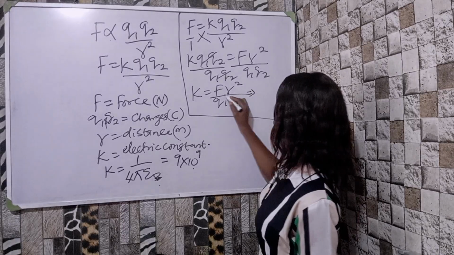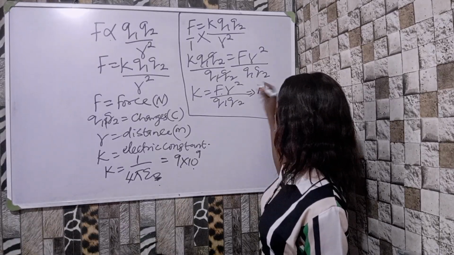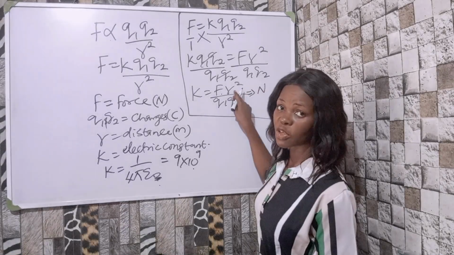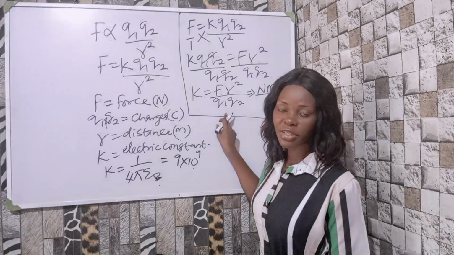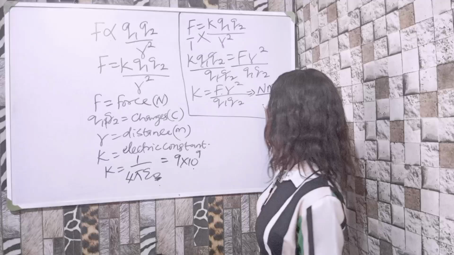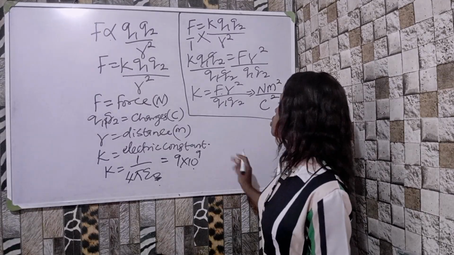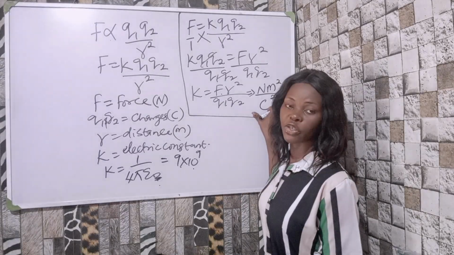F is measured in Newton. Radius is measured in meters, so I'll have meter squared. Charges are measured in Coulombs, so I will have Coulombs squared. So this is how we can generate the unit of K.